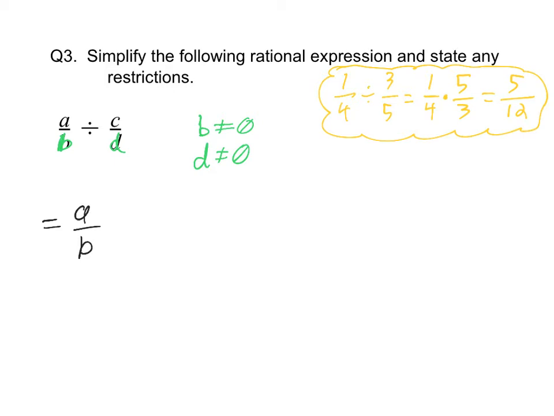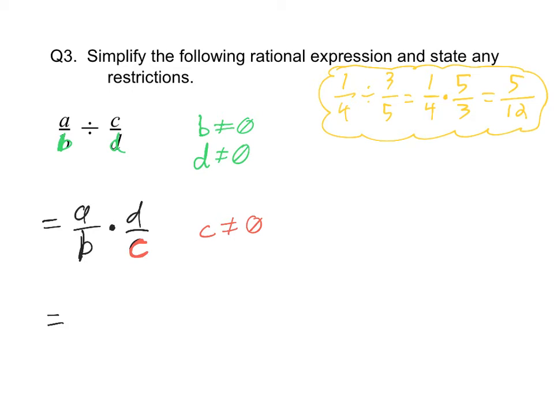So a over b divided by c over d would be the same thing as multiplying by d over c. But observe, before I go any further, that in doing so, we have d over c. This is actually going to introduce a new non-permissible value. c cannot be equal to 0, because if c were equal to 0, then we would end up dividing by 0.